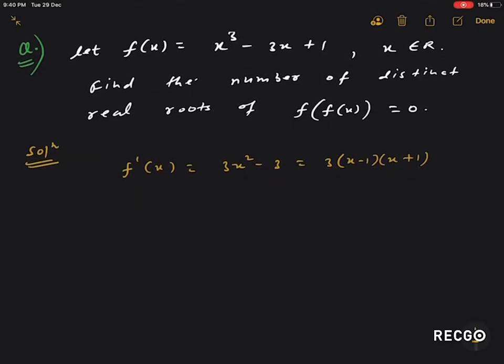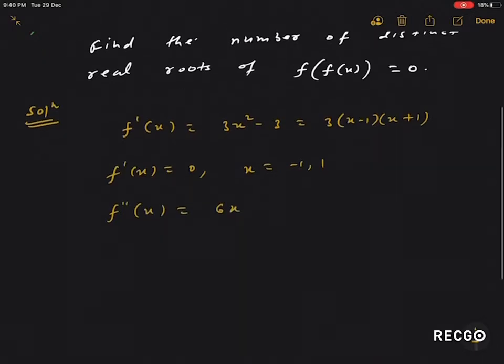So for that, let us find the maxima and minima first. I have differentiated f of x, and I got f dash x is equal to 3 times x minus 1 into x plus 1. From there, f dash x is equal to 0 gives us x is equal to minus 1 and 1, and f double dash x is equal to 6x.